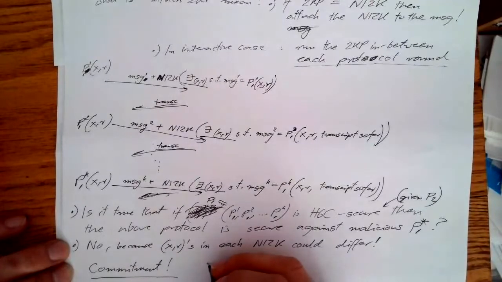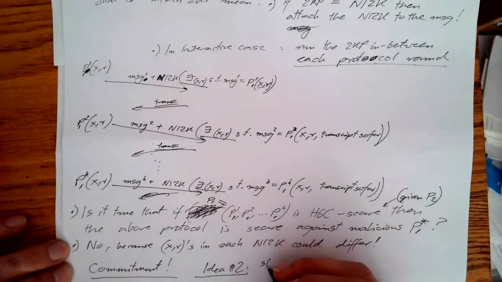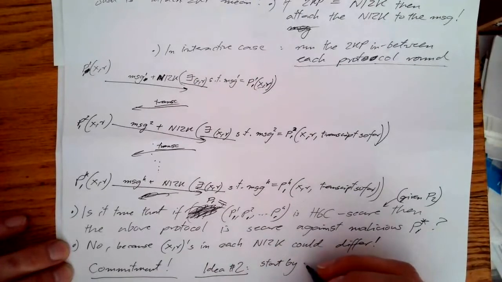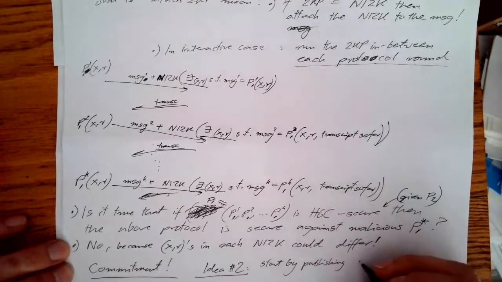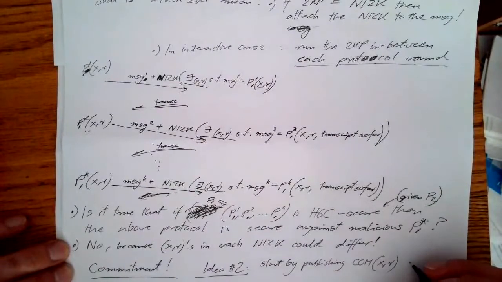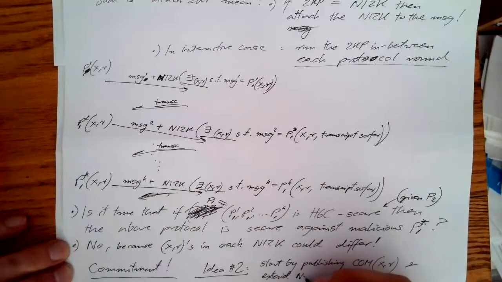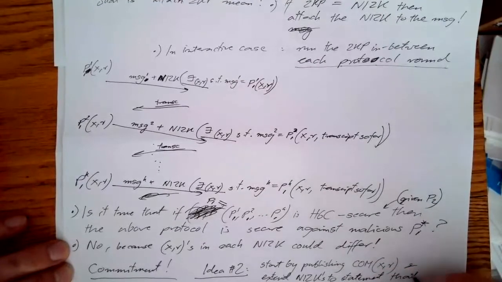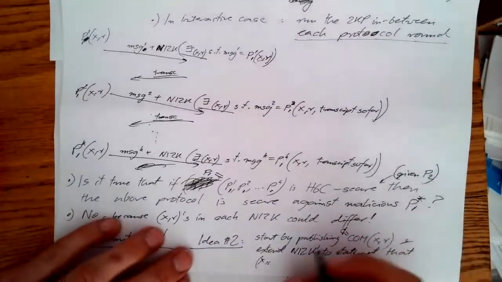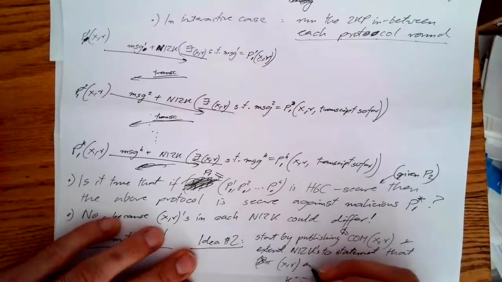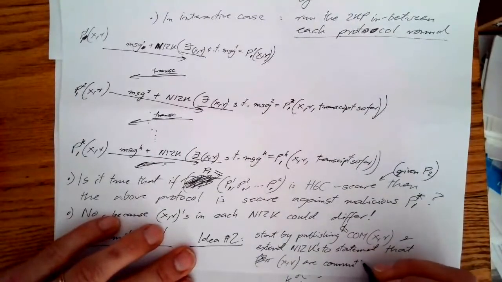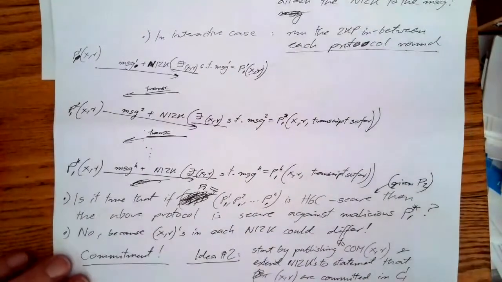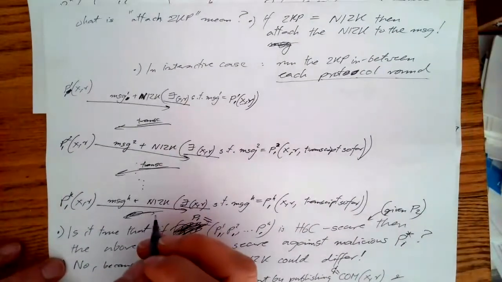Okay, so idea 2: start by publishing the commitment to XR and extend all the NISCs to a statement that, calling this commitment C, XR are committed in C.